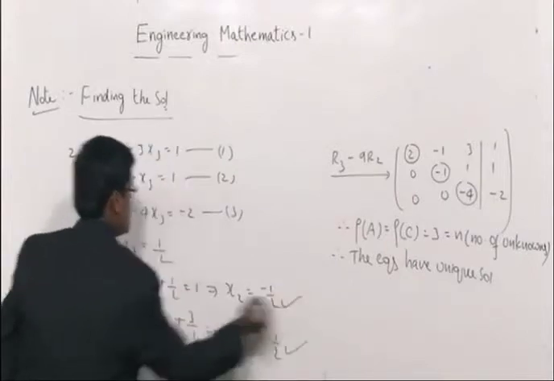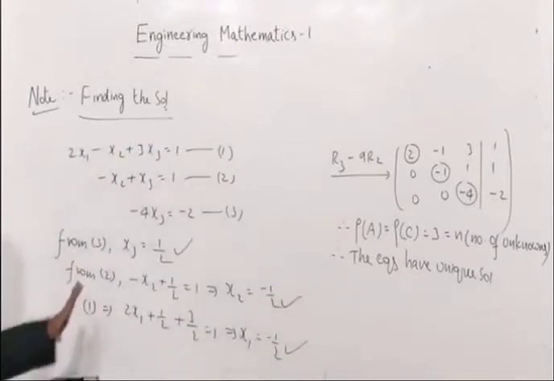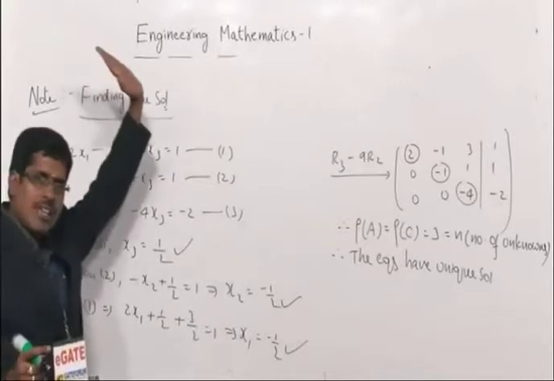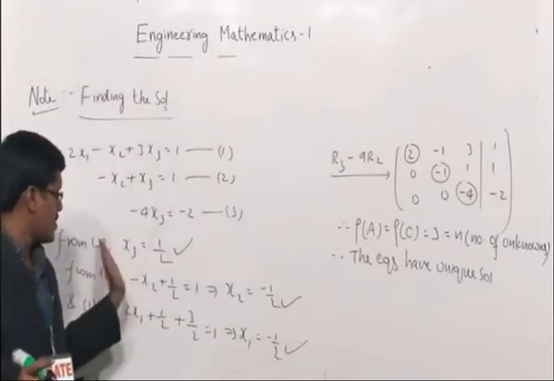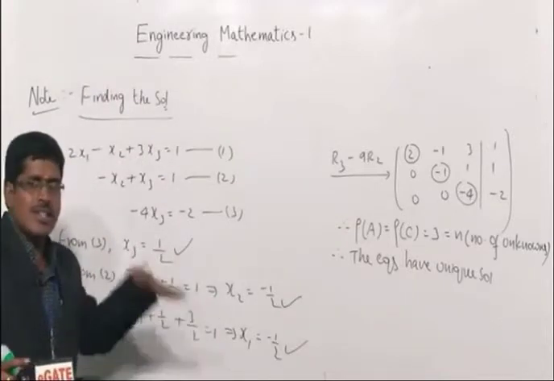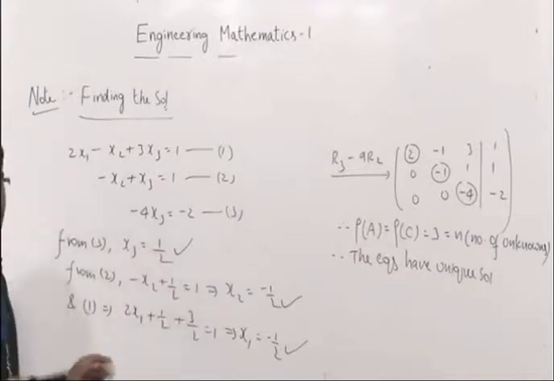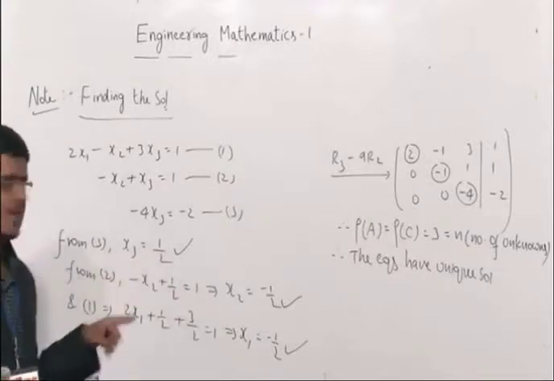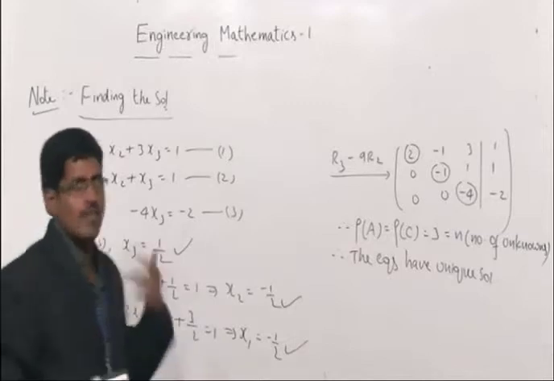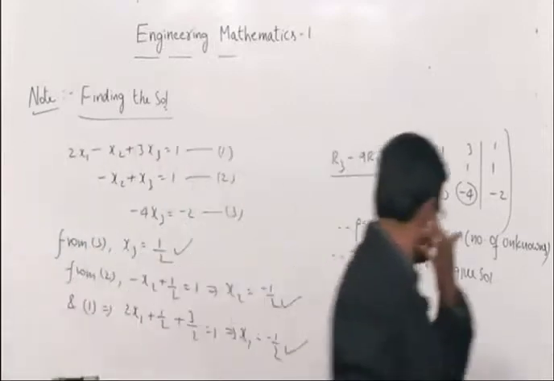So this is the x1 value, this is the x2 value, this is the x3 value. Is this correct or not? Again go back to your given equations. In all the equations substitute these 3 values on the left side. See whether the respective RHS values are obtained or not. If even one of the RHS is not obtained after substituting these values, then it is our mistake. Okay.